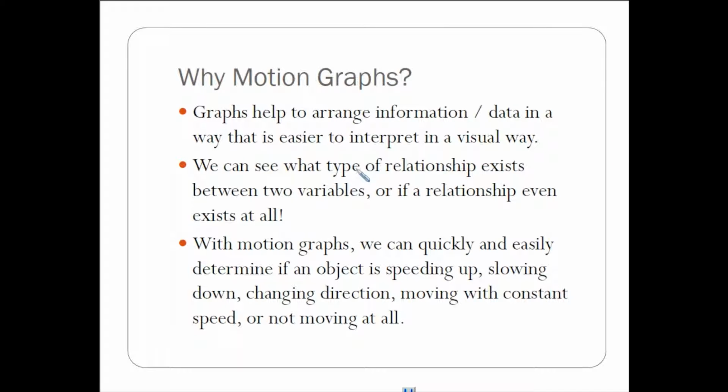All right, so why motion graphs? Well, graphs help to arrange information or data in a way that's easier for a person to glance at quickly and interpret in a visual way. Because of these graphs, you can see visually what type of relationship exists between two variables, say distance and time or velocity and time. Or you can determine if a relationship even exists at all just by looking at the data and seeing if they appear to be linear or parabolic. With motion graphs, you can quickly and easily determine if an object is speeding up, slowing down, changing its direction, moving with a constant speed, or if it's moving at all.